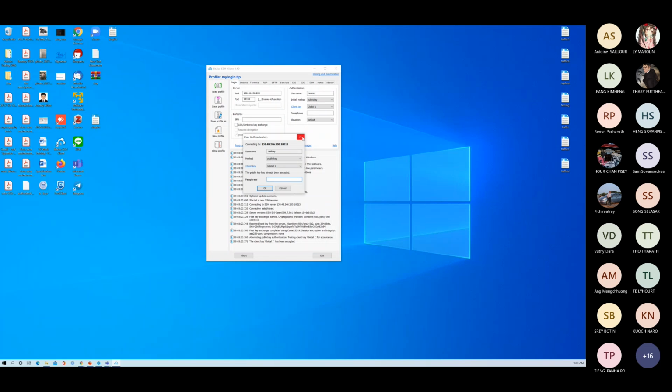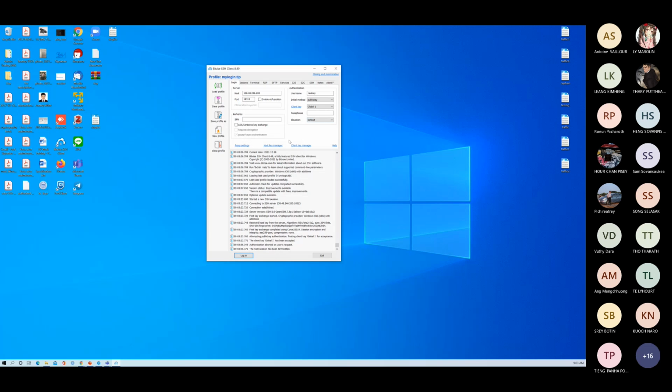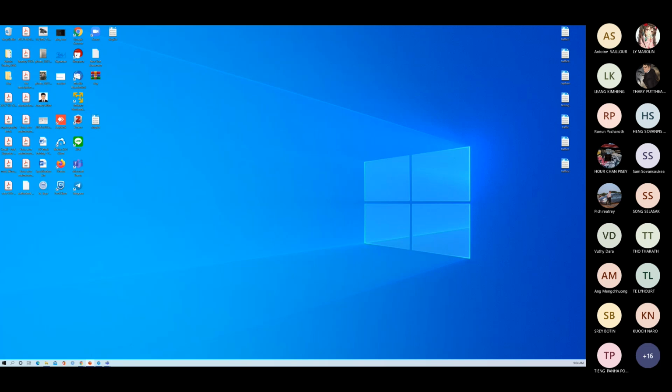This is one tool or open source software that you use as an SSH client. The first project, okay? For the first project, do you have any questions to ask?